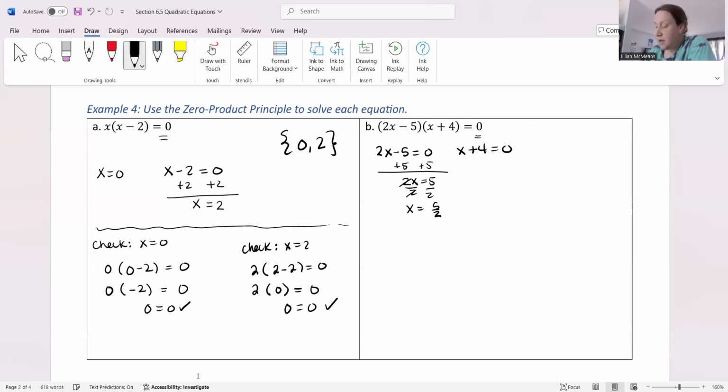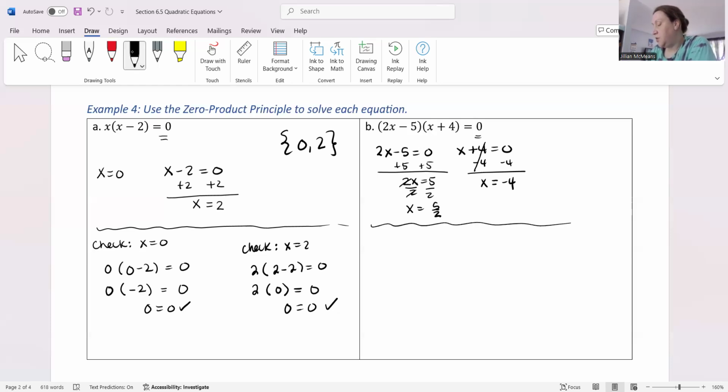Okay? Now let's look at x plus 4 equals 0. If I have x plus 4 equals 0, I can solve for x. So I would need to subtract 4 from both sides. And 4 minus 4 is 0. x plus 0 is x. And then 0 minus 4 is negative 4.